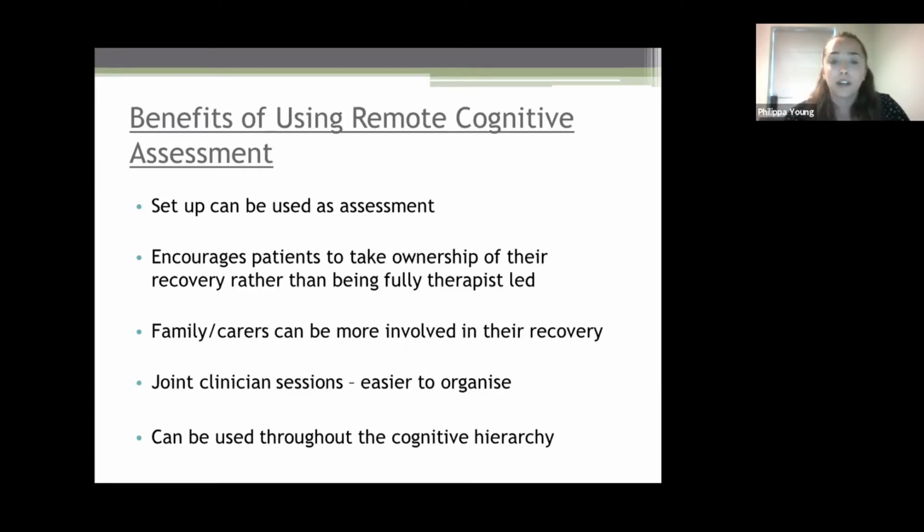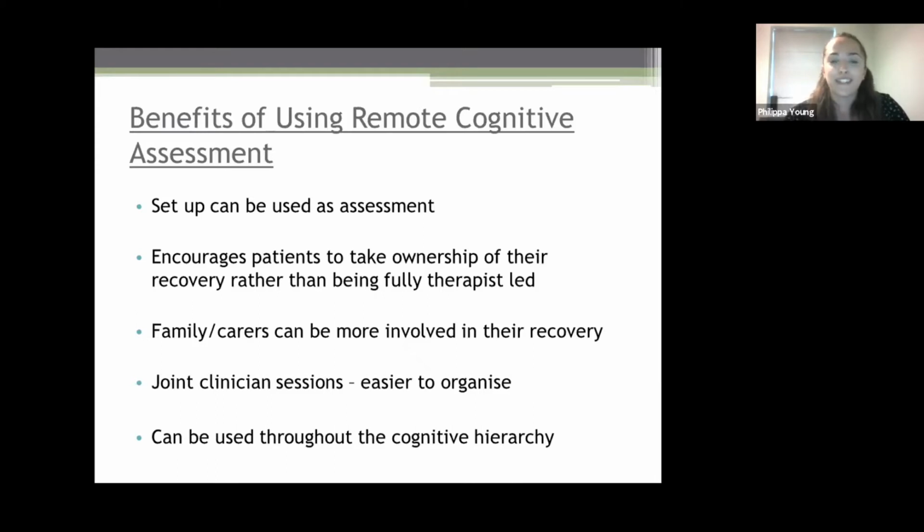Carers have been able to take on much more of a therapist role to support their loved ones in their recovery, as they can be used as assistants during video calls. It's really helped carers understand cognitive deficits in more detail and how to support patients in their everyday lives.